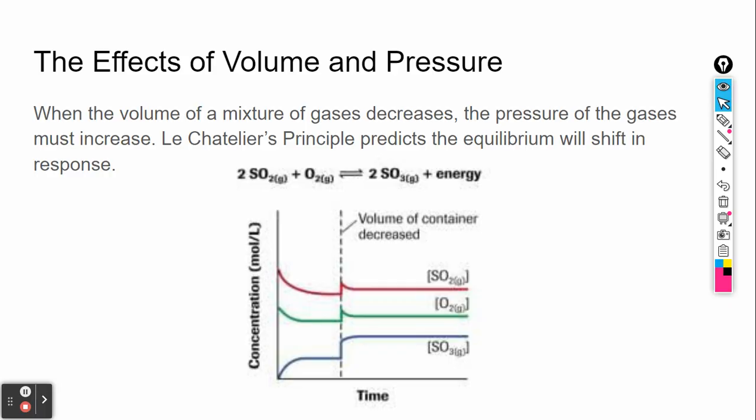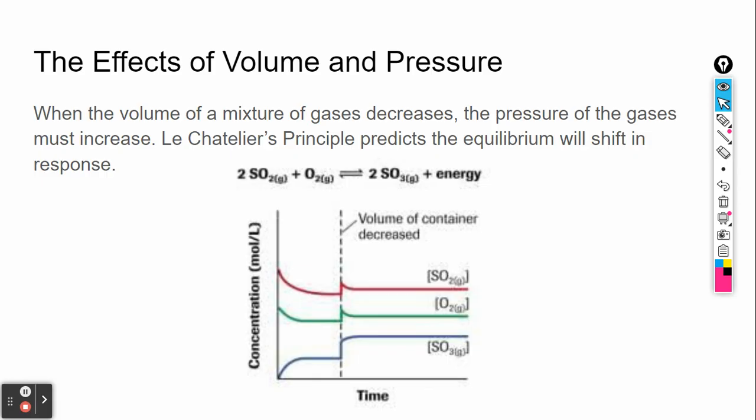Volume and pressure also affect things, particularly when we're talking about reactions of gases. When the volume of a mixture of gases decreases, the pressure of the gases has to increase. This kind of brings you back to grade 11 chemistry, and it might be a long time since you've thought about those gas laws. But remember that increasing pressure decreases the volume of a gas. Decreasing the pressure would allow your balloon to blow up bigger and increase the volume.